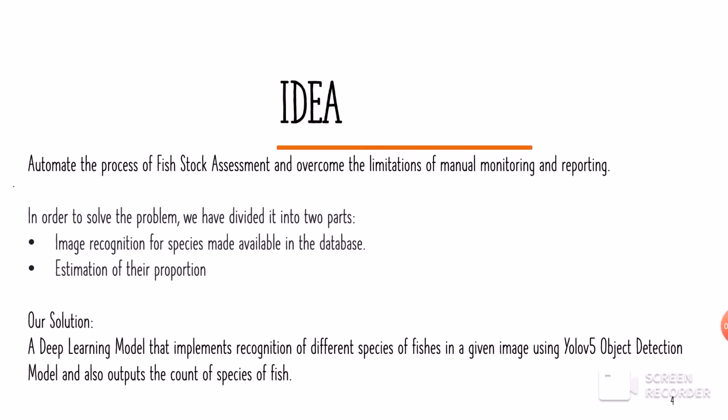In order to solve the problem, we divided it into two parts. The first one is image recognition for species made available in the database, and the second one is estimation of the proportion. Our solution is a deep learning model that recognizes different species of fishes in a given image using the YOLO V5 detection model, and it also outputs the count of each species of fish.